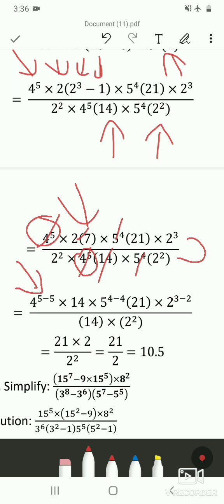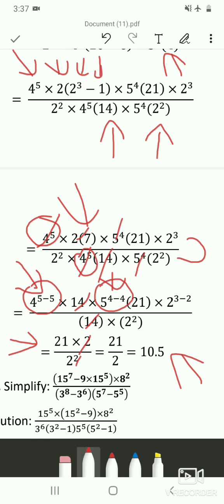So after this step, I've expressed it using the law of indices. So 4 raised to 5 minus 5 is 0, so anything raised to 0 is 1. Similarly for this term, this 14 and this 14 will get cancelled, so we will be getting the answer as 21 into 2 divided by 2 square. So again this 2 and this 2 will get cancelled, you are remaining with 21 divided by 2, so the answer is 10.5.